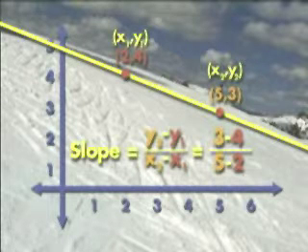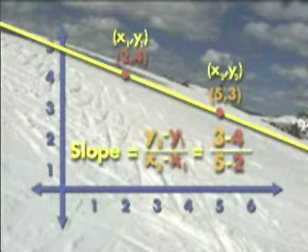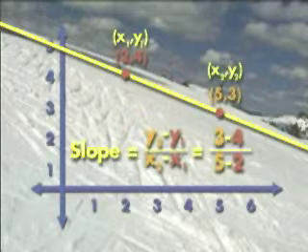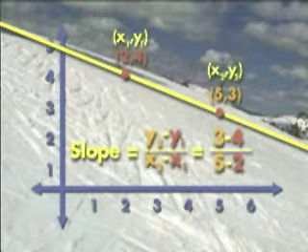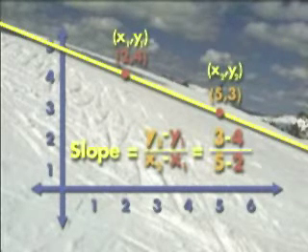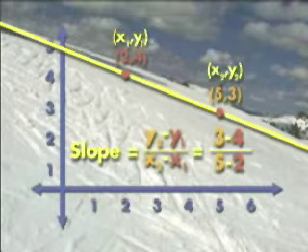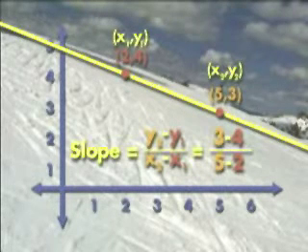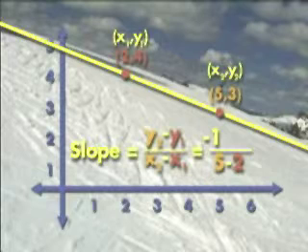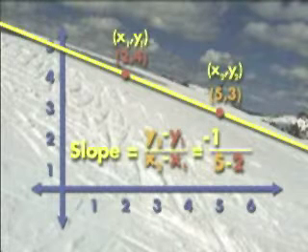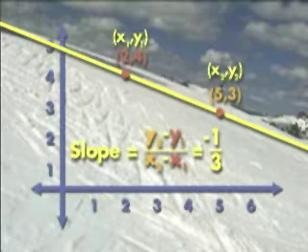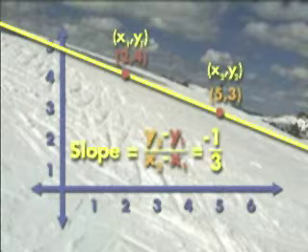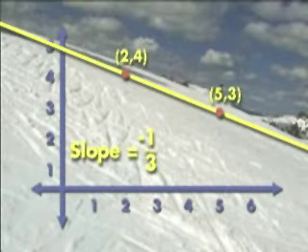Keeping this straight is the key to the slope formula. Once the problem is set up, the rest is simple. All you have to do is subtract to find the slope. In the numerator, 3 minus 4 is negative 1, and in the denominator, 5 minus 2 is 3. That makes the slope equal to negative 1 over 3, or negative 1/3.